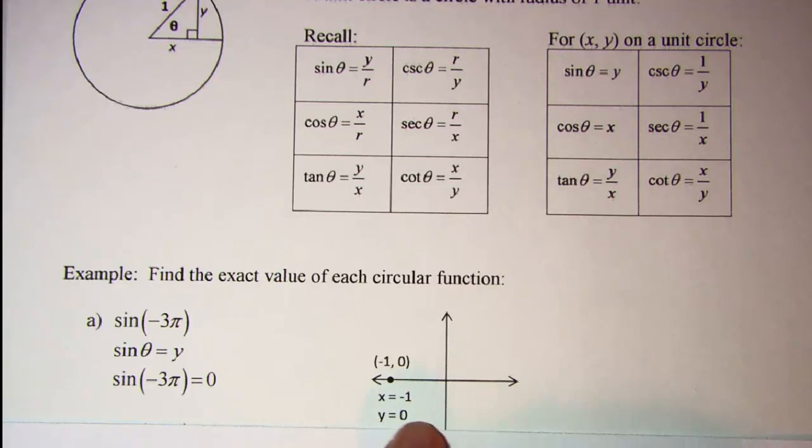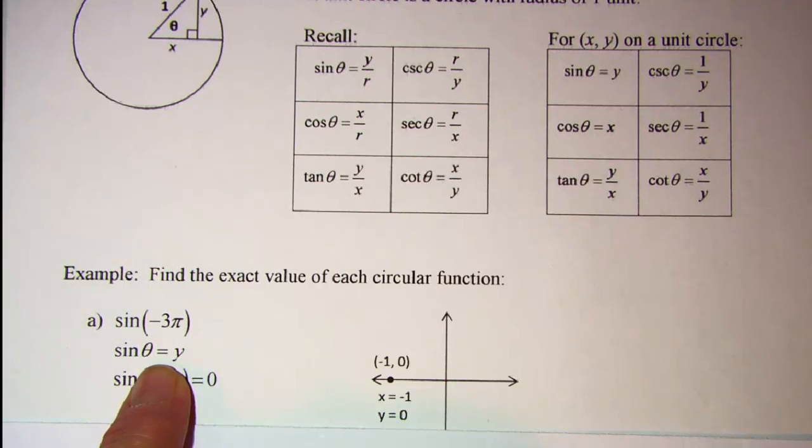So this is 1 pi, just this lower semicircle. So there's 1 pi, and then 2 pi, and then 3 pi. So a negative 3 pi puts me over here on the unit circle, so the distance from the center out to the circle is 1 unit. And the coordinates then of that point are negative 1, 0. Since sine is defined to be equal to y, then my sine of negative 3 pi is 0.